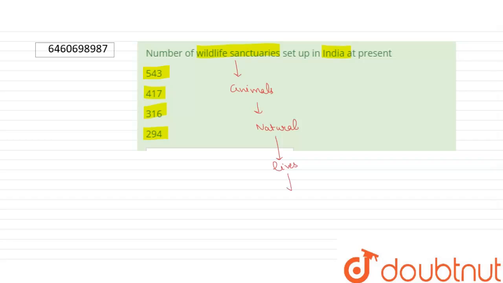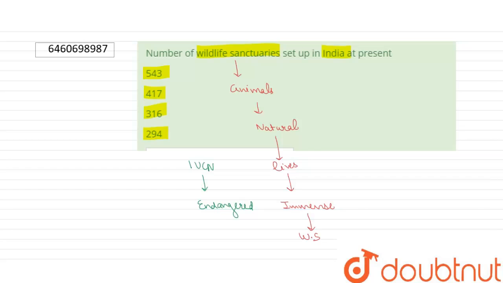Okay, as India has immense diversity in flora and fauna, wildlife sanctuaries in the country are classified as IUCN category. IUCN stands for International Union for the Conservation of Nature. Okay, so the area protects the endangered and vulnerable species of animals, plants, reptiles, and insects.